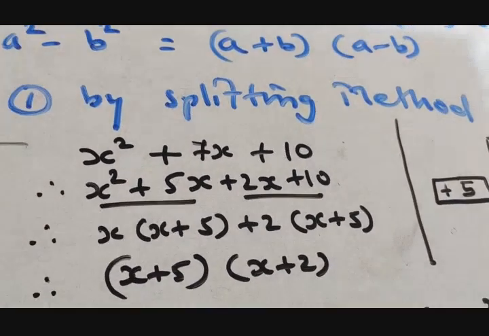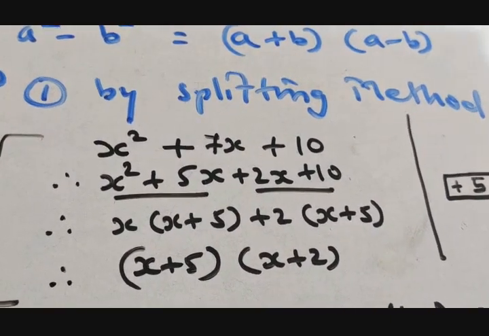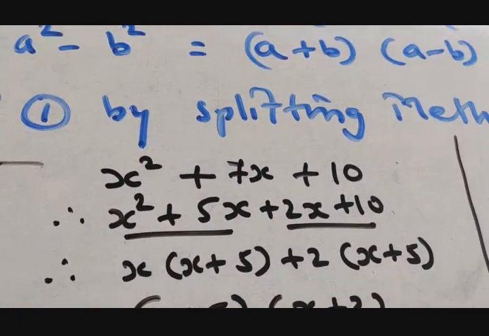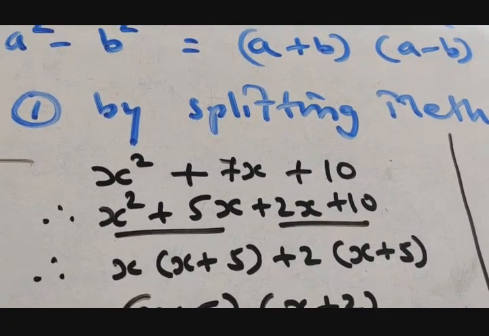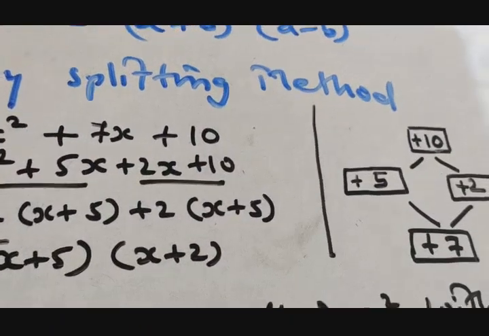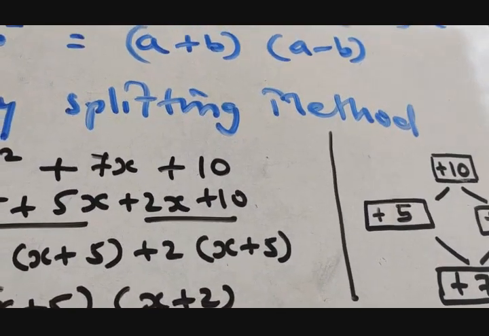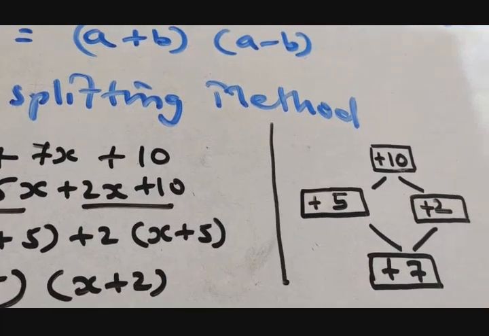There is the method for factorization by splitting. Here I have shown you one example in which I have done the splitting method. The question is x square plus 7x plus 10. We have to factorize this expression. How will you factorize it? By the splitting method, splitting the middle term. Which is the constant term here? The constant term is plus 10.